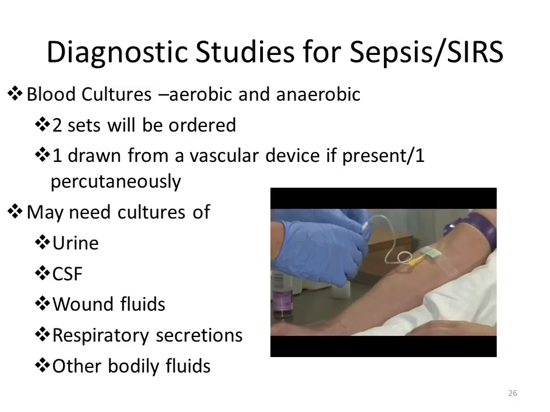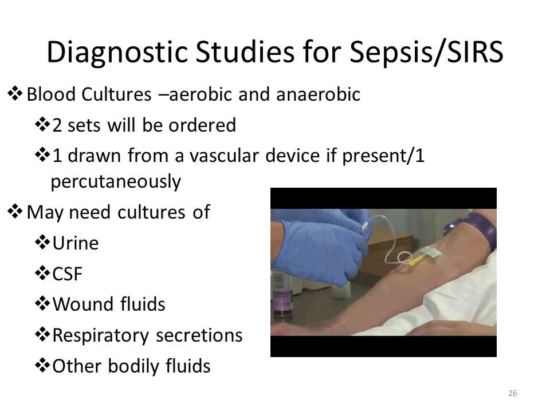Let's spend a couple minutes talking about the diagnostic studies for sepsis or SIRS. Okay, so we have to get blood cultures and we're checking for aerobic and anaerobic organisms. We need to have 2 sets drawn from 2 different spots. If a person has a vascular device, a subcutaneous port or a PICC line or something like that, one will come from there and one will come from a percutaneous location, the antecubital space or something.